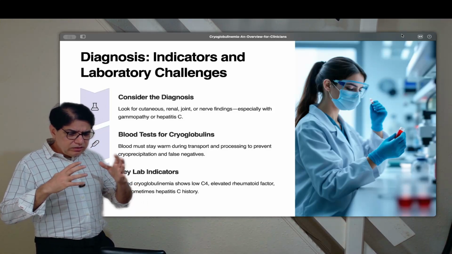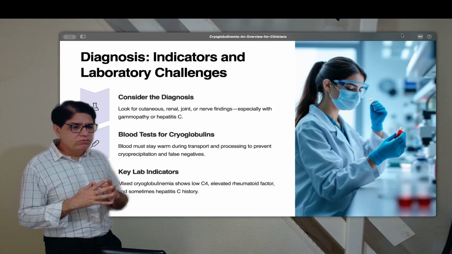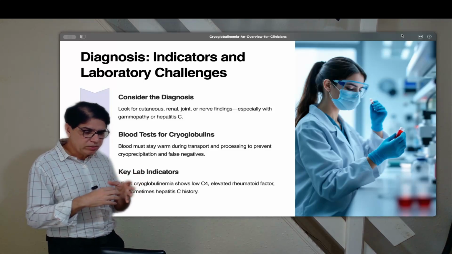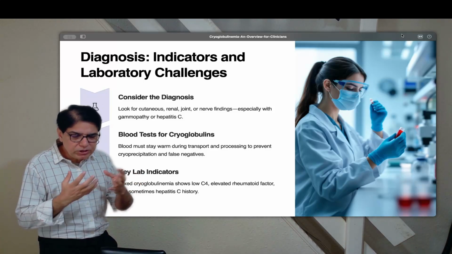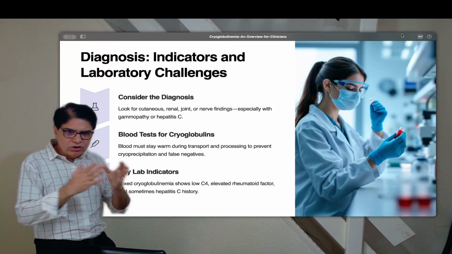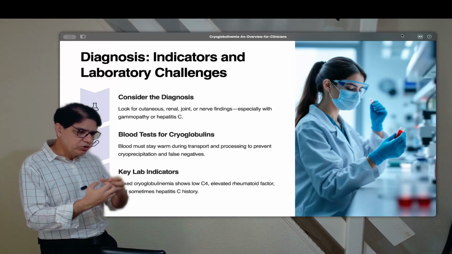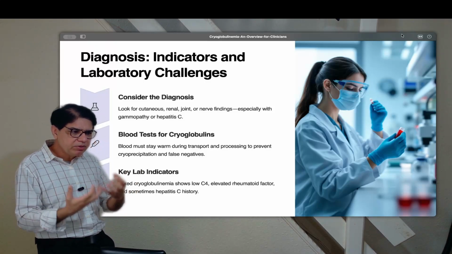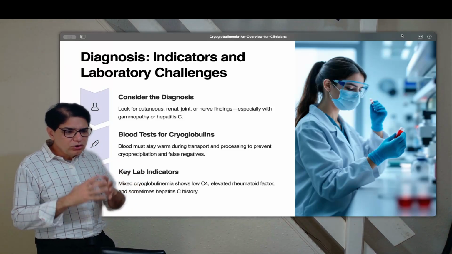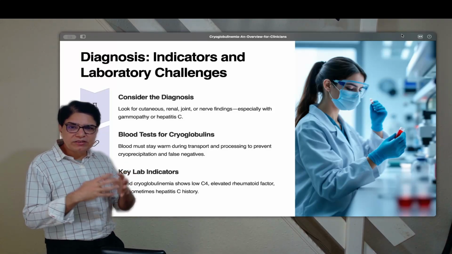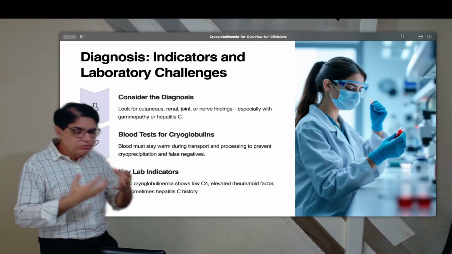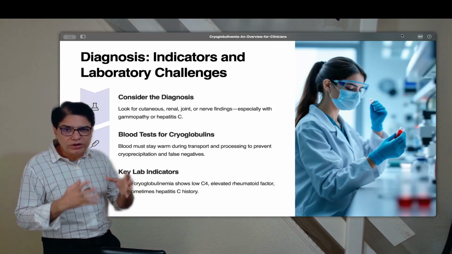Now, for cryoglobulinemia, the test is that you have to check for cryoglobulins. Cryoglobulins are those immunoglobulins in the blood that precipitate at low temperature. So while taking blood from patients with cryoglobulinemia, it's very important that the blood is kept warm, because during the transfer process, if the temperature of the sample drops, you would not be able to check for these immunoglobulins because they would have already precipitated. So it's important to keep the sample warm at body temperature, 37 degrees Celsius, so that cryoprecipitation is prevented and false negatives are avoided.